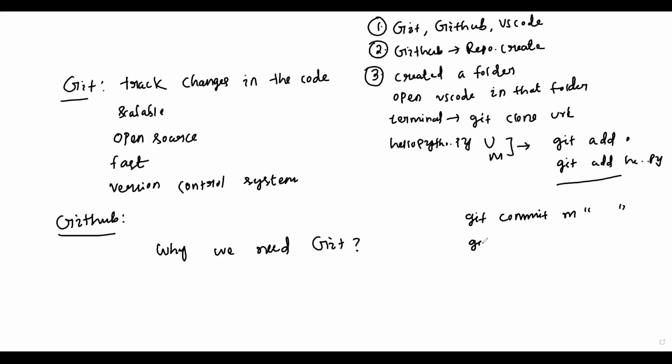So once it is done, you want to push it. So git push origin main, right? And what will this command do? It will make changes in the GitHub repository. And this is what we have learned.